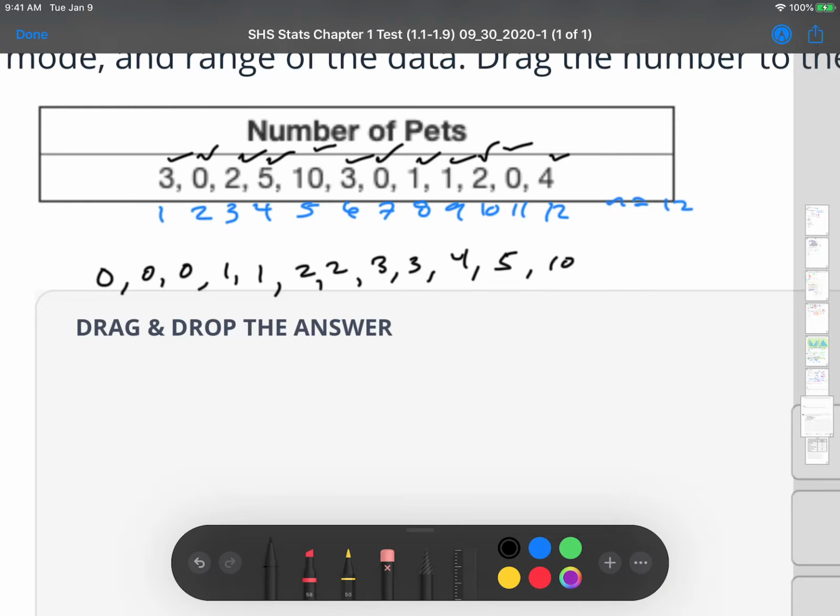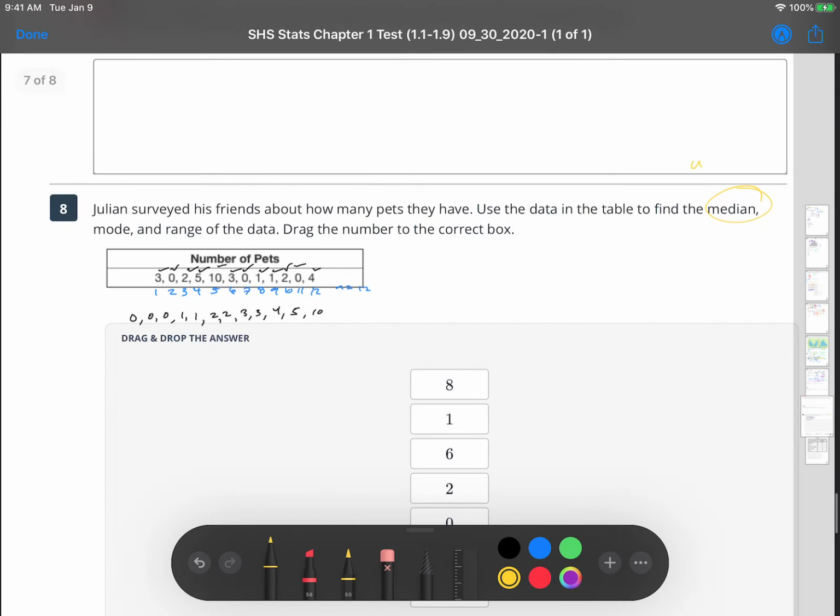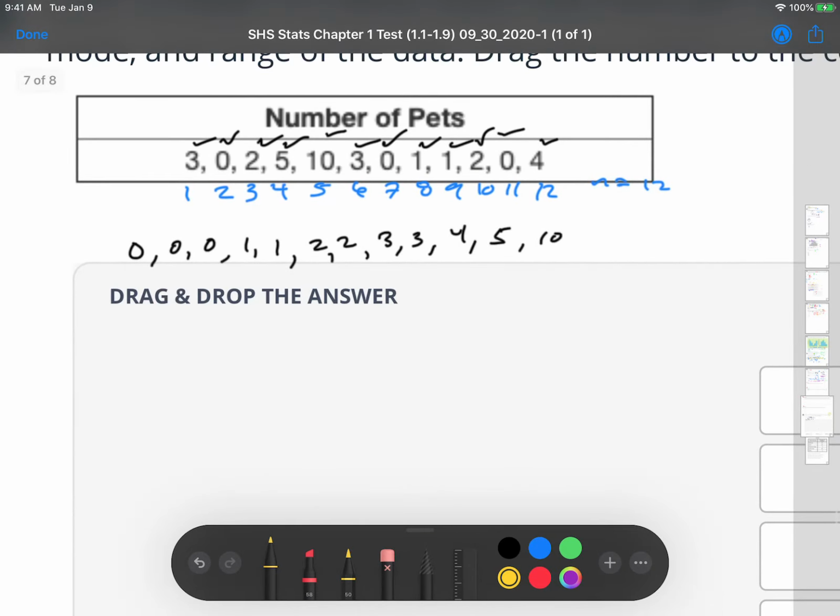Okay, so how do you find the median? The median just means the middle. So let's figure out the middle. You have 12 numbers, so it's going to be 6. 1, 2, 3, 4, 5, 6. That is the median. It's between the two numbers because it's an even set, which means you need to find the average. Quartile 2, or the median, is 2 plus 2 divided by 2. So our median is 2.